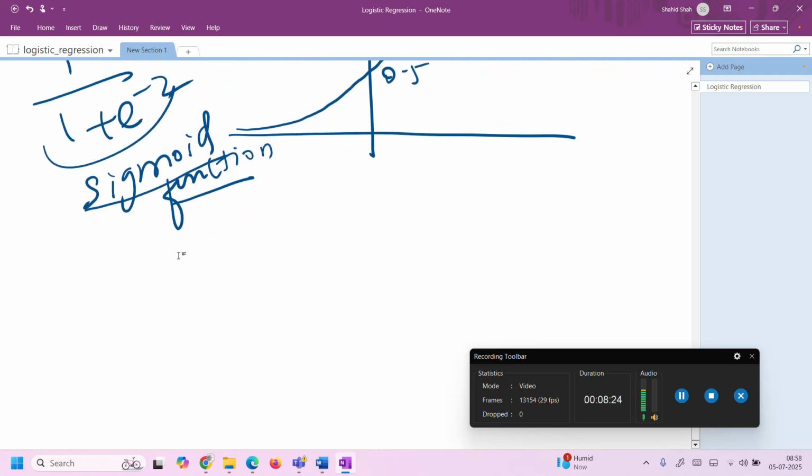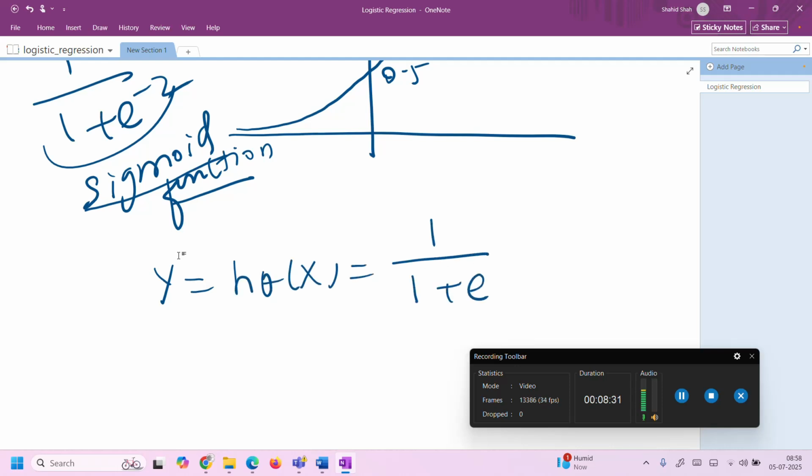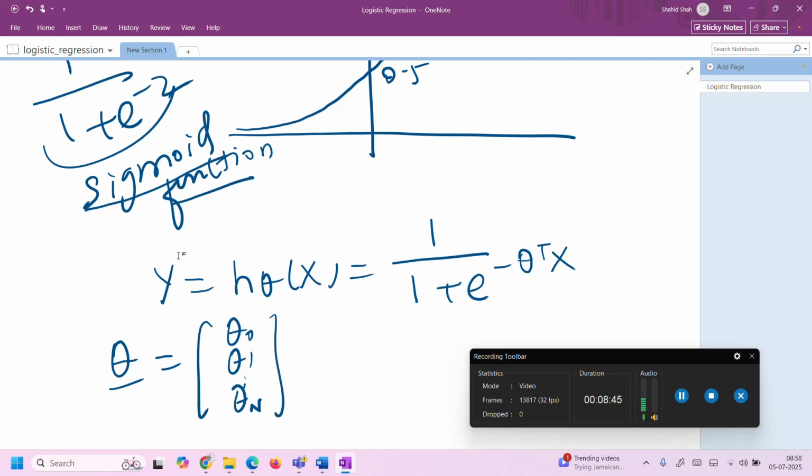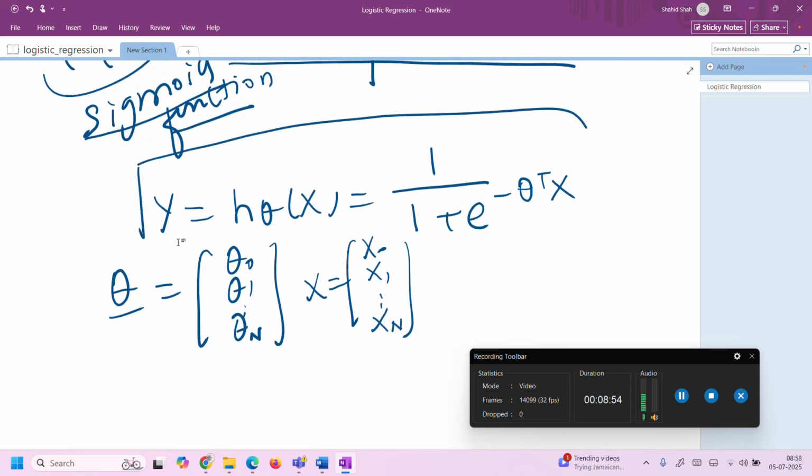So now here is the setup. The hypothesis in the case of logistic regression is denoted by 1 divided by 1 plus e to the power minus theta transpose x. Suppose we may have multiple parameters now, so theta 0, theta 1 up to theta n, and similarly x is x0, x1 up to xn. So then this will be our hypothesis function.